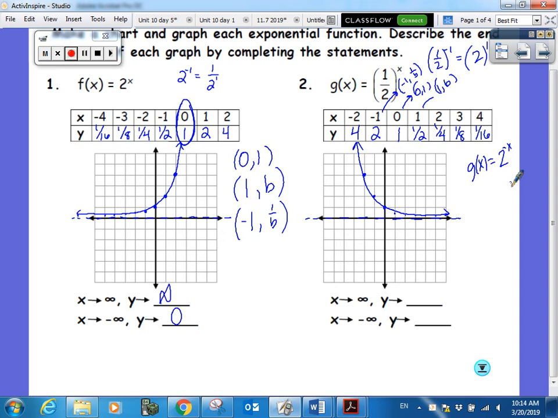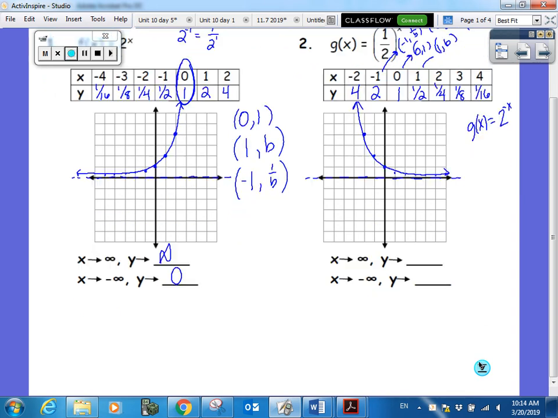Usually you see it in the form of a fraction. So if your b value is a fraction, it's going to go up and to the left. If your b, which is your base, is not a fraction, it's going to go up and to the right. So then we see as x approaches infinity, so as x goes to the right forever, it's approaching the asymptote, which is 0, because this graph can never equal 0. And as x approaches negative infinity, y is going up, so it is approaching positive infinity.